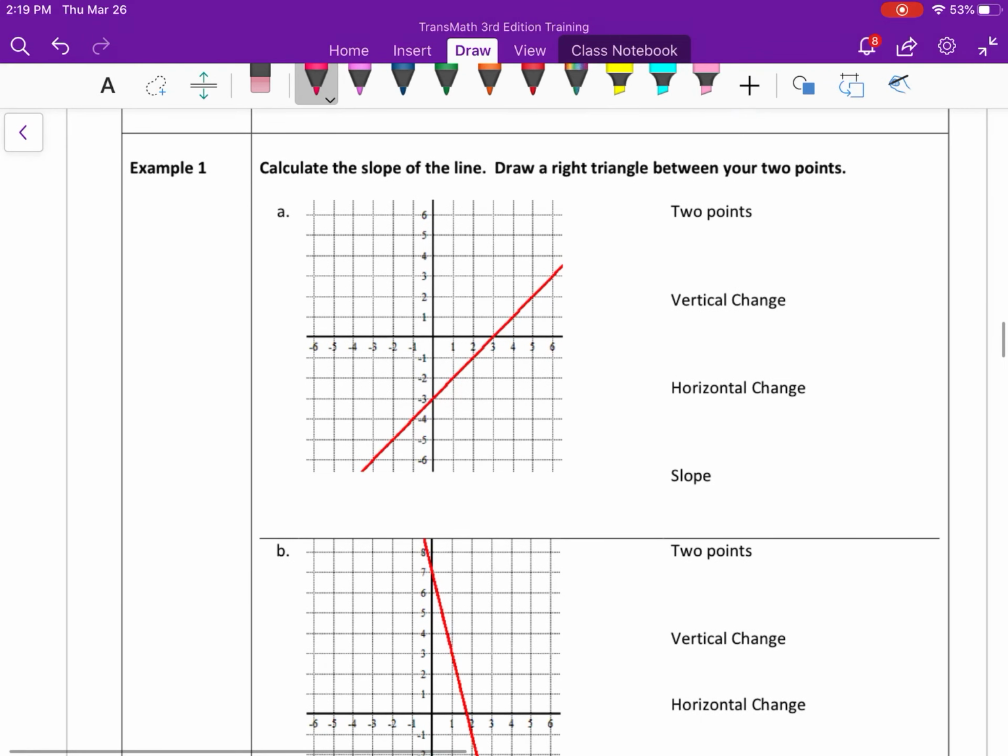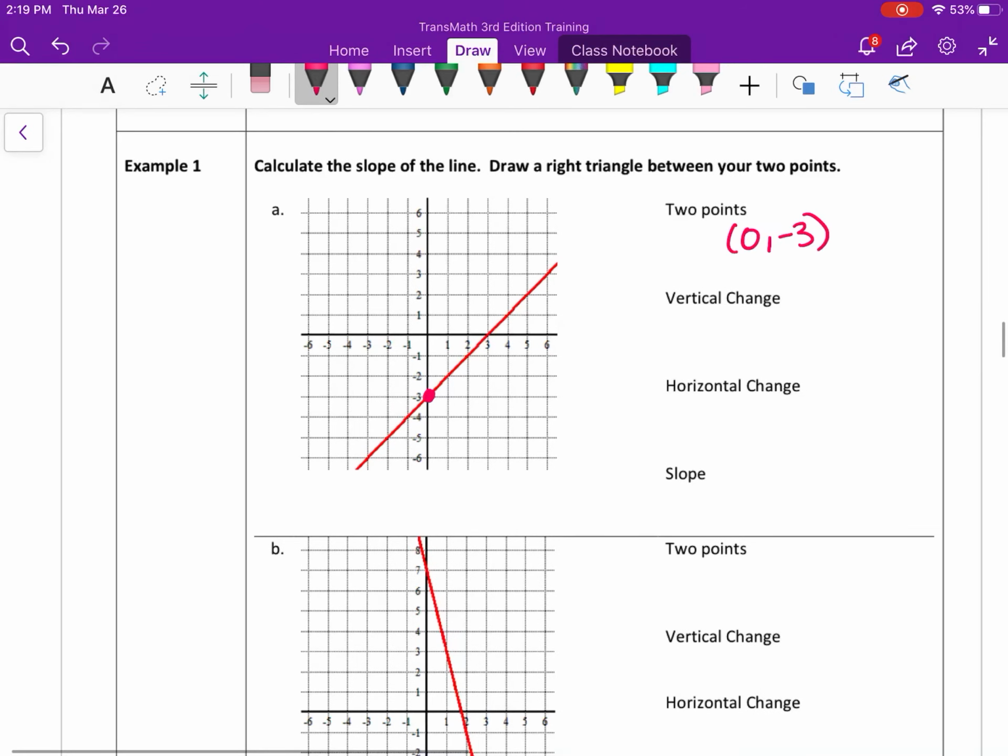So here's our first example. Let's pick 2 points. So I'm going to pick the points -3, 0, or 0, -3. And how about 2, -1? Then I'm going to make a right triangle, which means you need to make a right angle using those 2 points. You can either make your right triangle on top right here like that and see how this is a right angle, or you can make it right here like that.